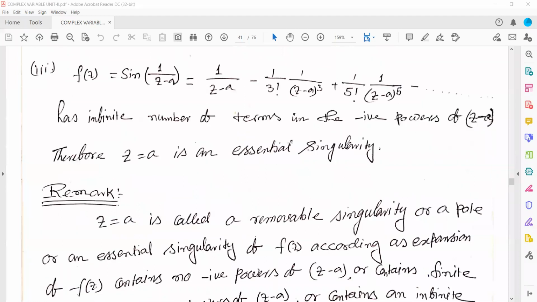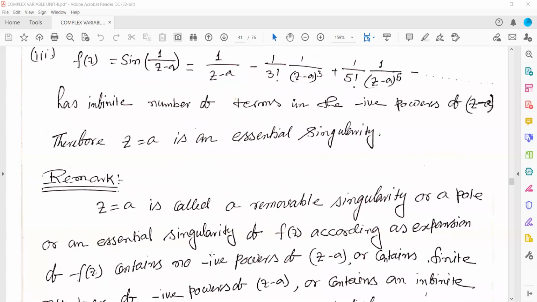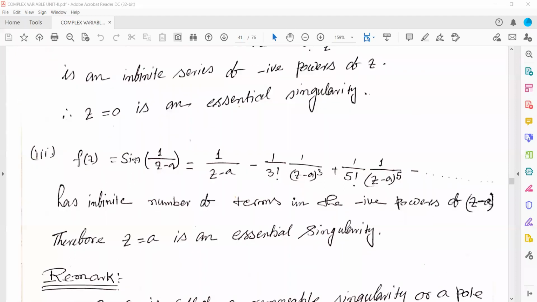Say, for example, if you have this one, what have you come to know here? I have already written that z equal to a is the essential singularity. Why? Now compare with the result I told you to check. If you see sin of 1 upon z minus a, and you expand the sine series expansion, this goes up to infinity.